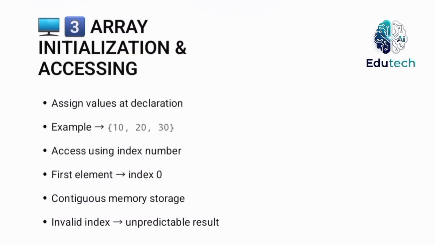Array initialization refers to assigning values to array elements at the time of declaration. This can be done by providing a list of values within curly braces. For example, int a[3] = {10, 20, 30}; initializes the array with 3 elements. If fewer values are given, the remaining elements are automatically initialized to 0.